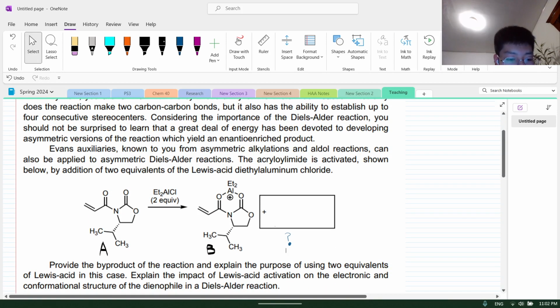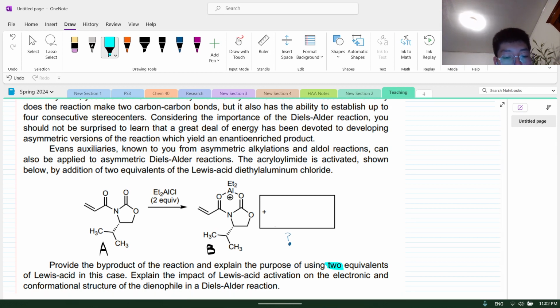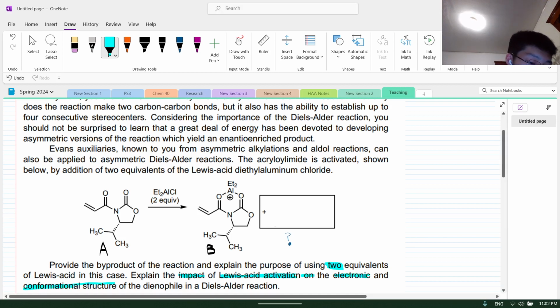And we'll also need to explain the purpose of using two equivalents of Lewis acid. Beyond that, we also have to explain the impact of Lewis acid activation on both the electronic and conformational structure of the dienophile in a Diels-Alder reaction.